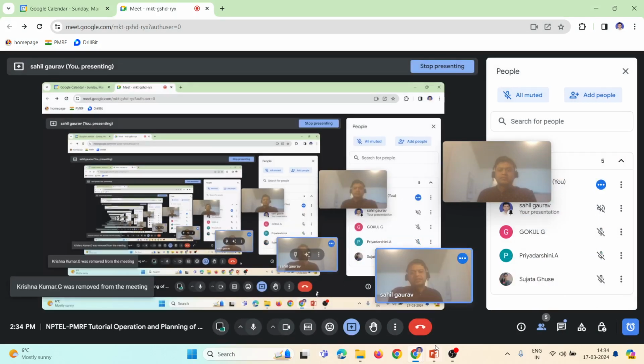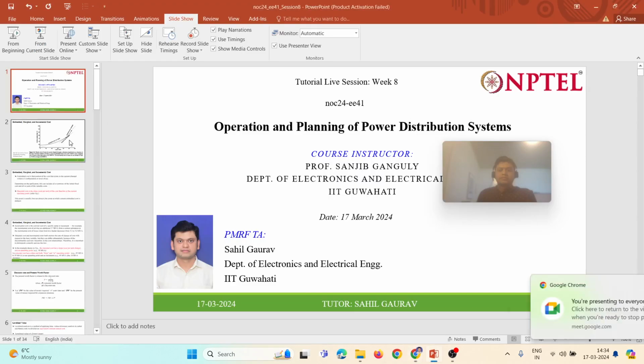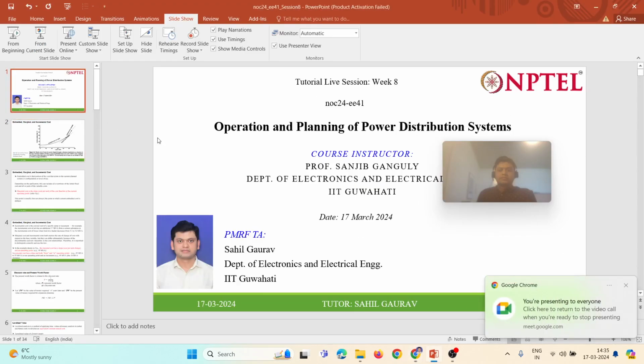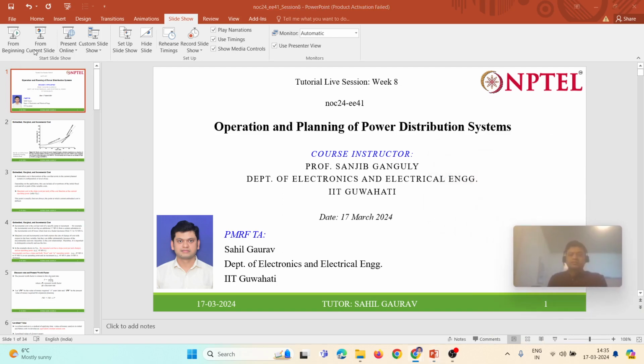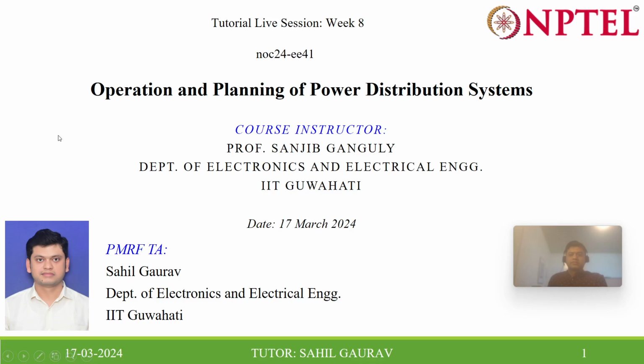Okay, all right. So today in this session, we are going to solve problems based on reactive power compensation. Sorry, in the last session, we solved problems based on reactive power compensation in distribution systems with the help of shunt capacitors. Now in today's session, we are going to solve problems based on power distribution system planning, both for economic aspects and for different models and solution strategies. So let us begin today's session.